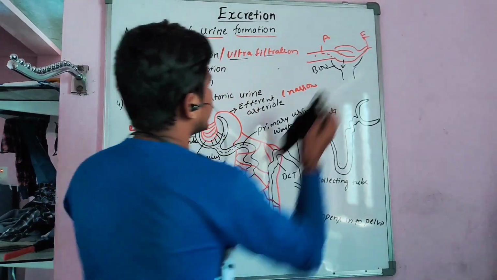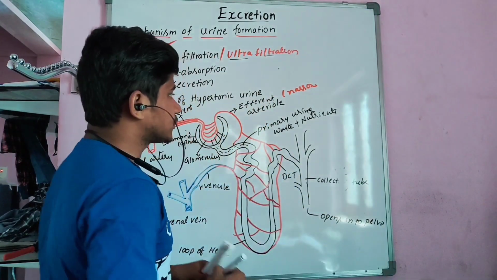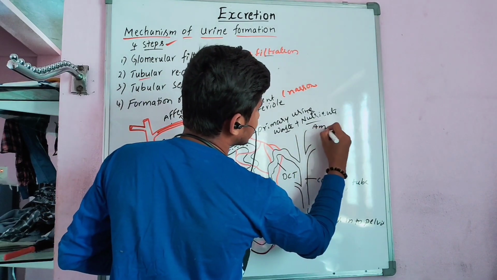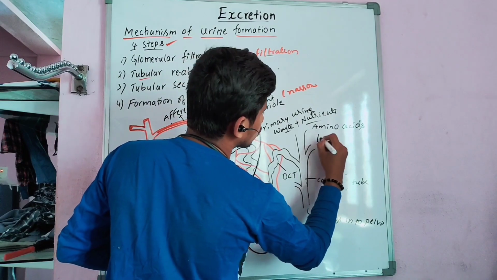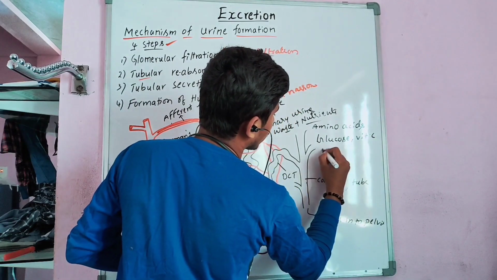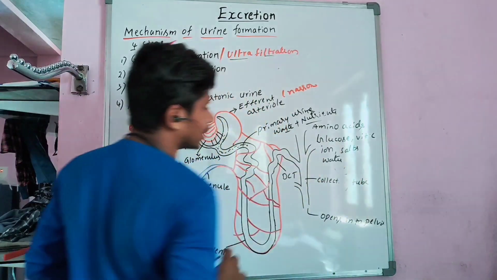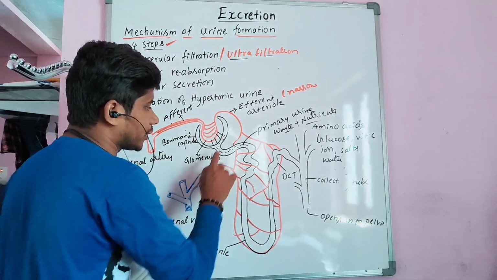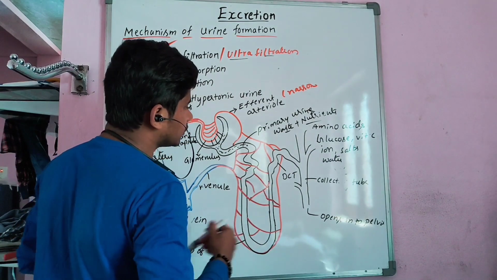So what does the primary urine consist of? The primary urine consists of the waste plus nutrients. These nutrients include amino acids, glucose, vitamins like vitamin C, and ions, salts, and also water. These are all present in the primary urine. These are nutrients. So now glomerular filtration is completed, and that results in the formation of primary urine. Now the primary urine is flowing in the PCT.